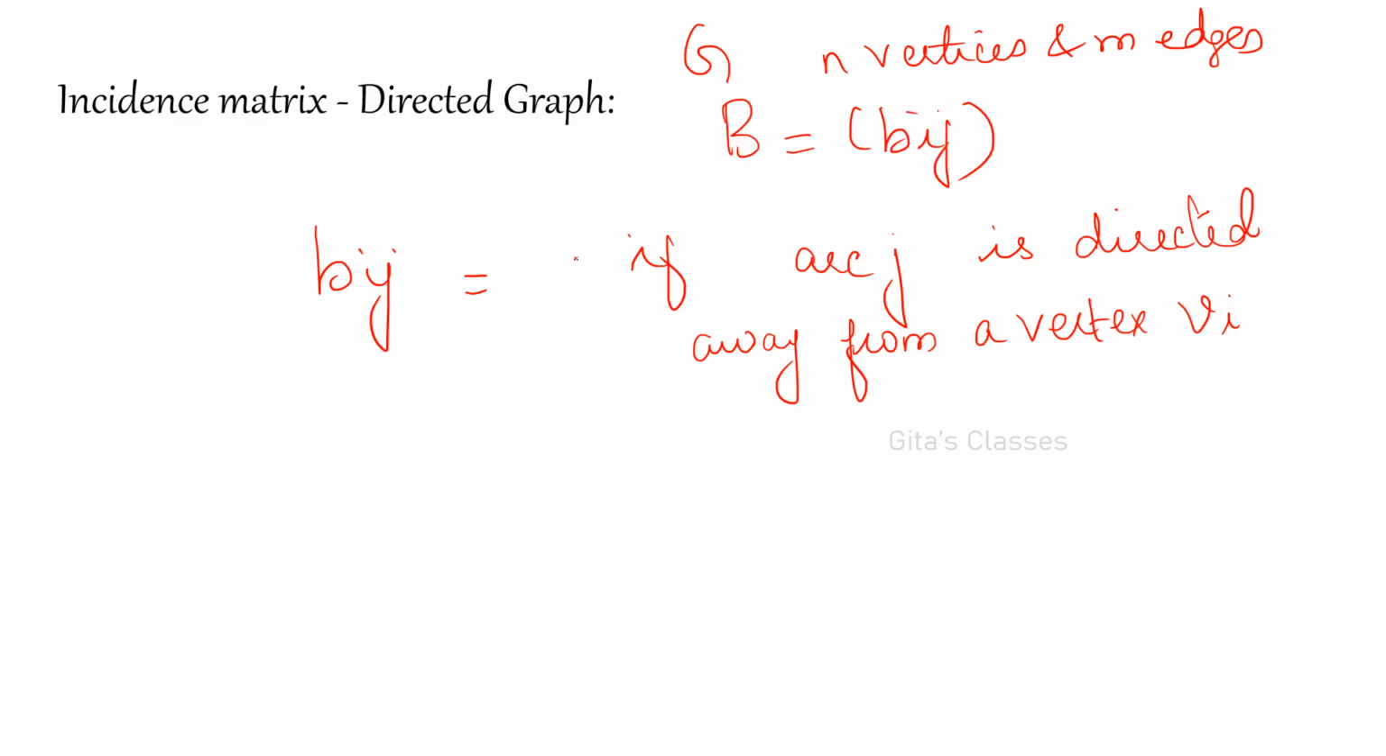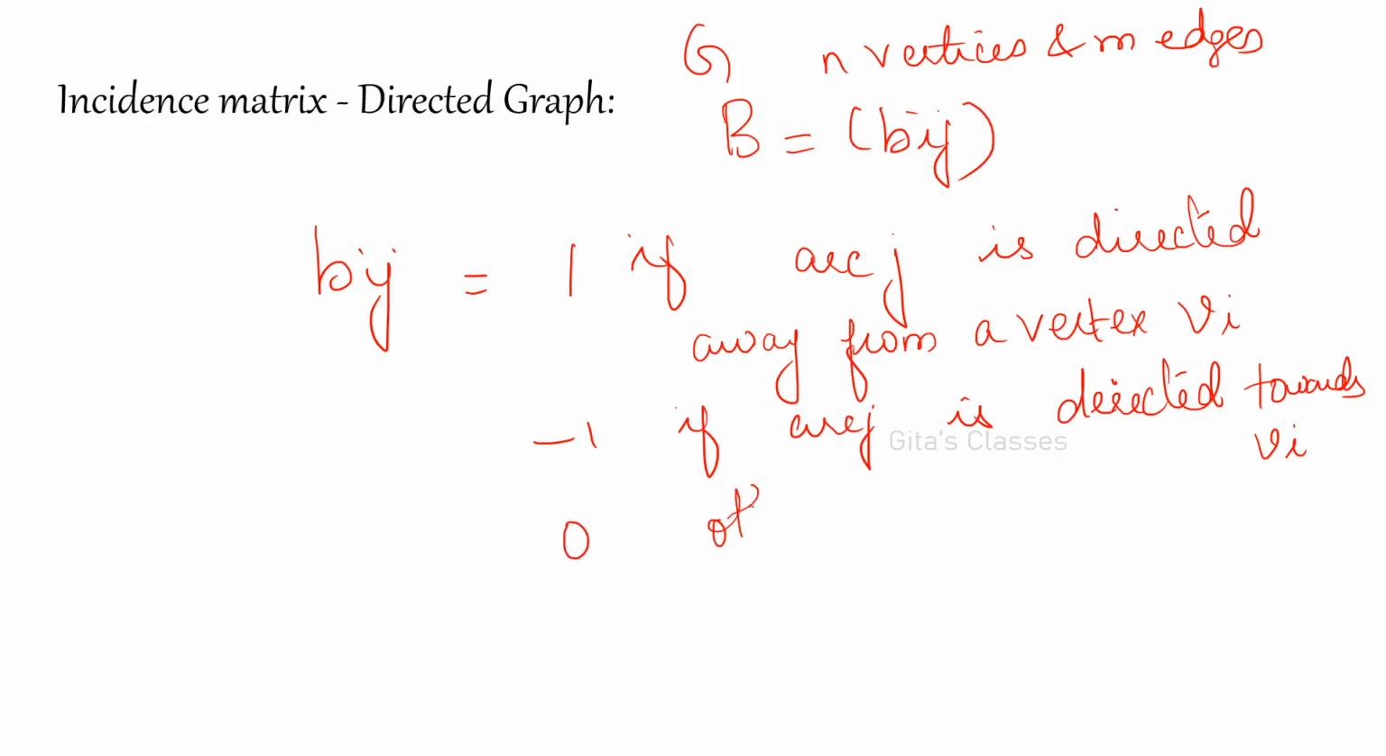Out degree is always plus, do you remember? In the same way here also remember like that. And Bij is -1 if Ej is directed towards Vi, and 0 otherwise.